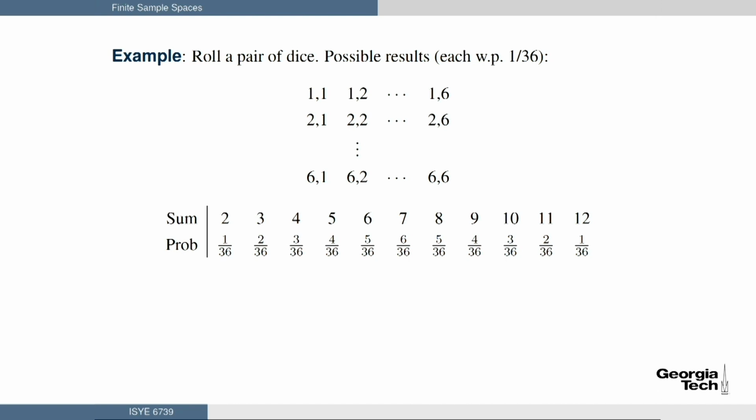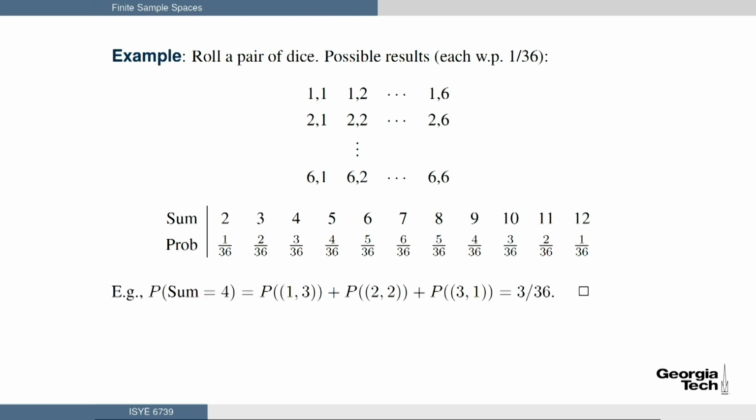And below those sums, I have the calculated probabilities. 1/36, 2/36, all the way up to 6/36, which peaks at a sum of 7, and then goes back down to 1/36 when we get to a sum of 12. Let me illustrate how we got these numbers.